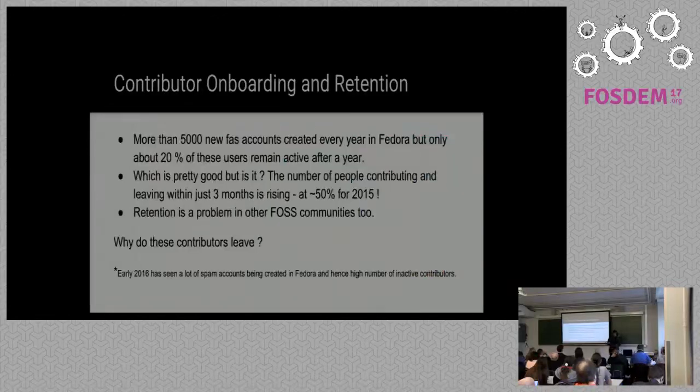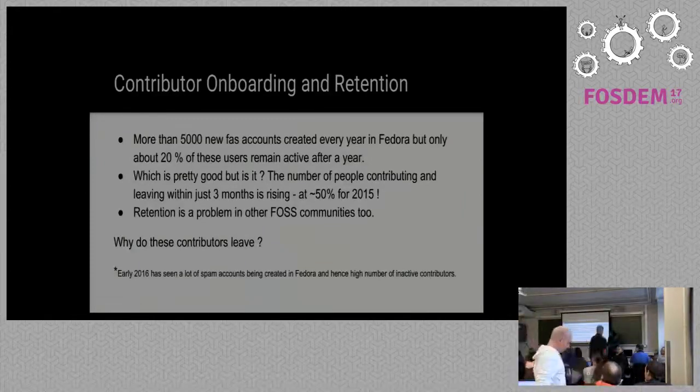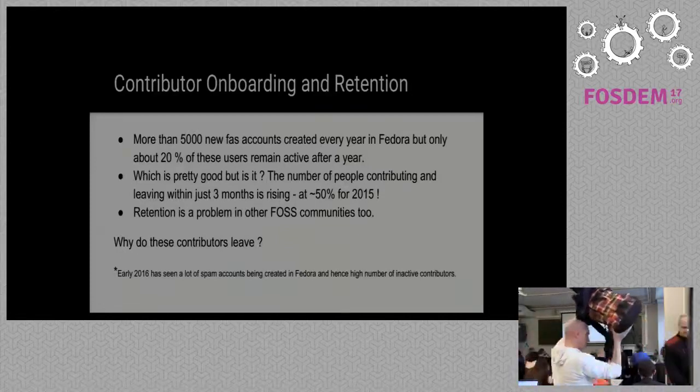We have had 5,000 new FAS accounts, but only 20% of these remain active after 1 year. They go on to become long-term contributors, and 50% of them actually contribute but then they leave. I don't know why. These 50% must be interested in contributing, right? They came, they did some activity, but they left. So we want to increase this. We want to help reduce this number and probably improve the community health too.